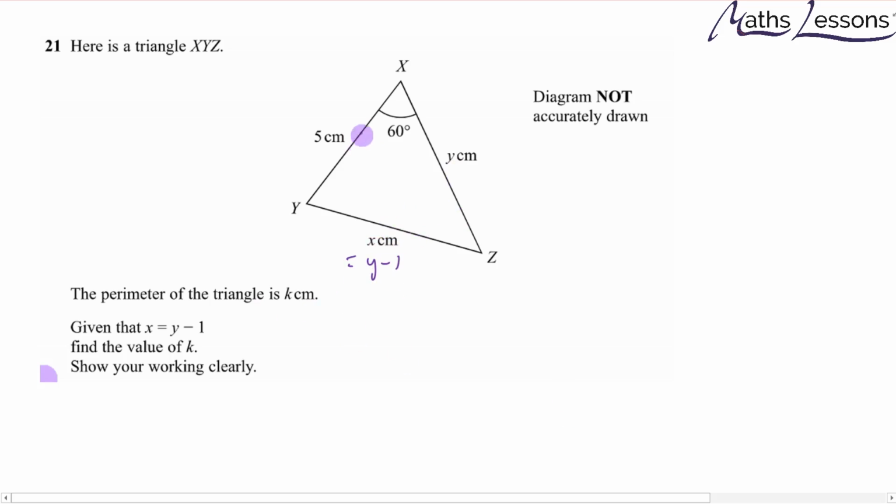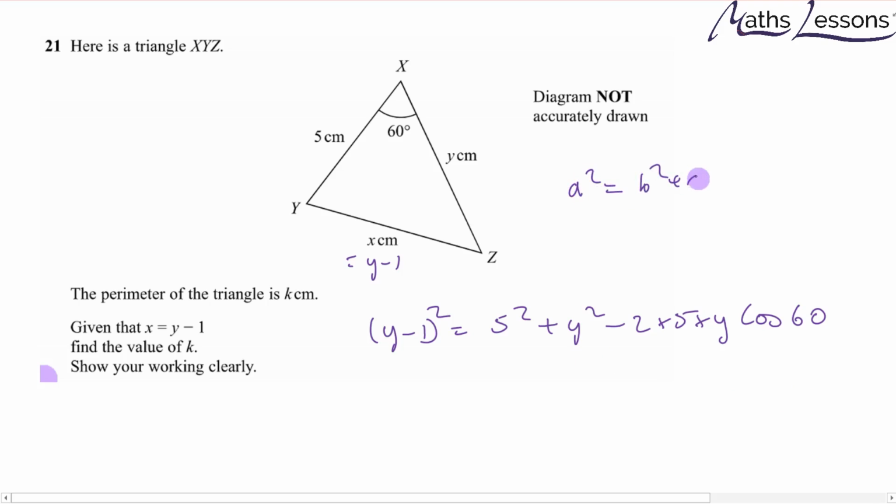So let's do that. So I know that the opposite side to the angle squared, y minus 1 all squared, will equal the other two sides squared, 5 squared plus y squared, minus 2 times 5 times y times cos of 60. And that's just the cosine rule. All I've done is put the numbers into the cosine rule. If you remember, a squared equals b squared plus c squared minus 2bc cos of A. That's all I've done there.